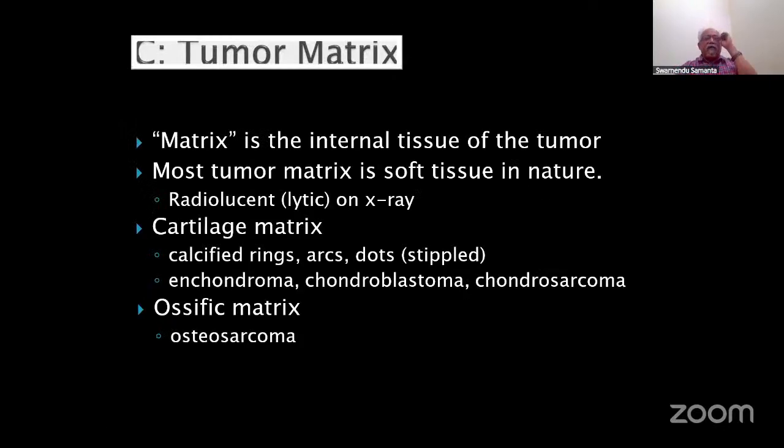Then the other question that we have to understand: what is the tumor matrix? What is the tumor producing? That means whether it is producing an osteoid matrix or a chondroid matrix, that means the cartilage matrix. Most tumor matrix in soft tissue is radiolucent on X-ray. And if you see the cartilage matrix, then you see the calcified rings, like the dots or the stippled ones. In the enchondroma also you can find this, and the ossific matrix that you find in osteosarcoma.